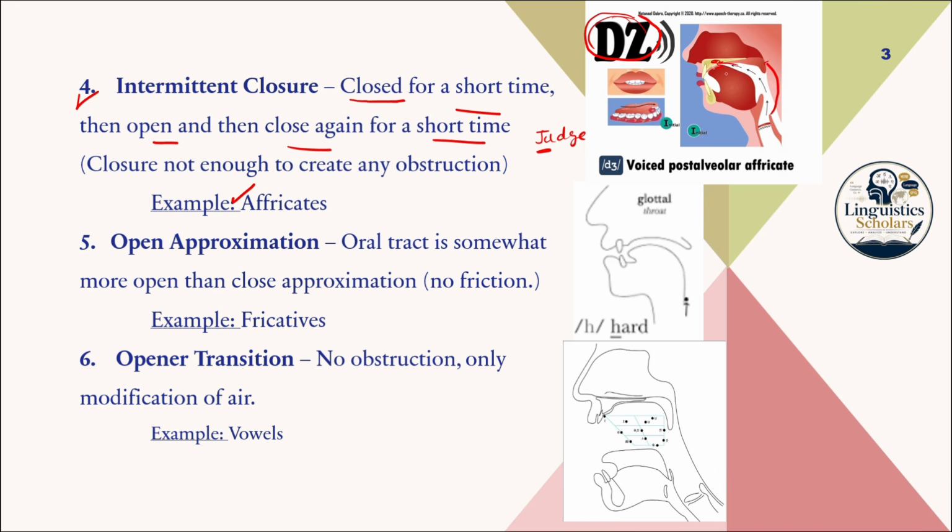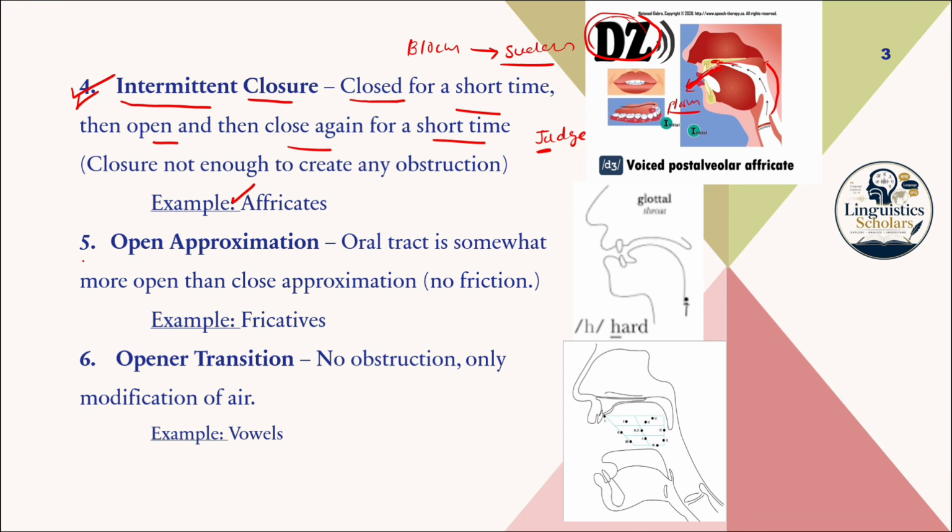You are blocking the air completely for a very short time, and then you are releasing it. So it's a complete blocking followed by a sudden release. So there is an intermittent closure of the air. Such constrictions of the air are called intermittent closure.